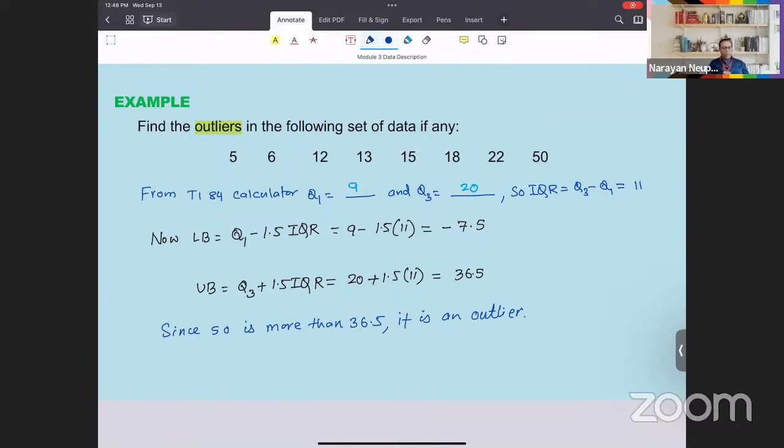You can use the quartiles, right? You can use the quartiles to find the outliers in the given data set. If you have a question on this, feel free to ask. It is quite straightforward. All you need to do is find those values, plug into the formulas, and see whether any data value is below or above that.